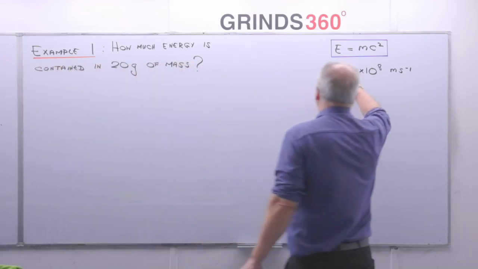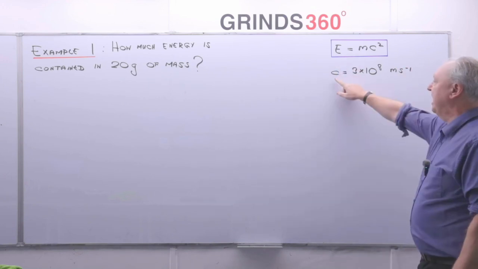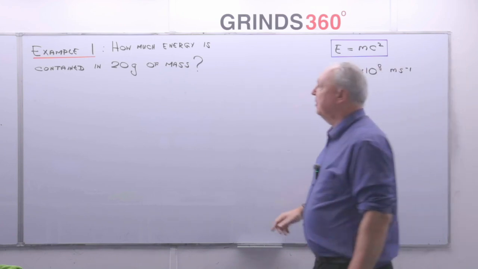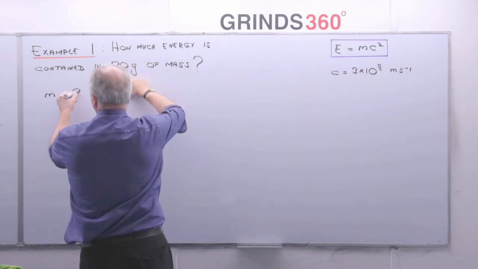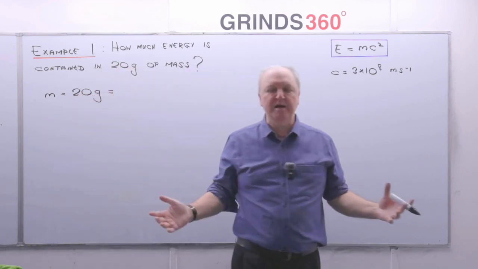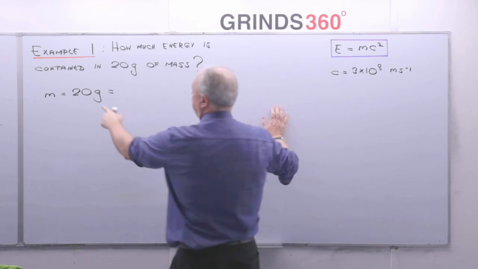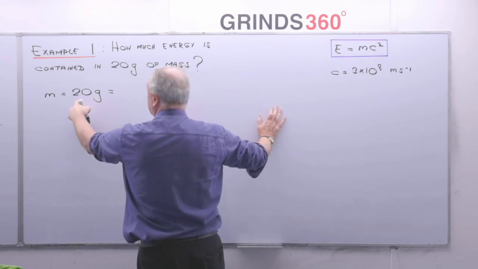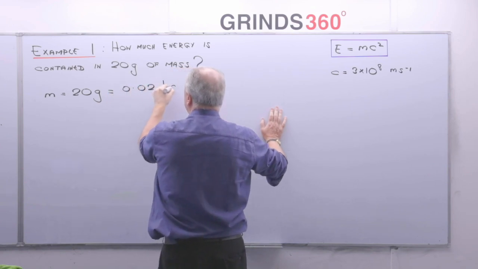Well, I'm going to use Einstein's famous equation, E is equal to mc squared, and c is 3 by 10 to the power of 8 meters per second. The first thing I've got to do is write down the mass in kilograms. Mass is measured in kilograms, energy is measured in joules. To change grams to kilograms, I'm going to divide by 1,000, jump the decimal point 3 to the left, so I get 0.02 kilograms.